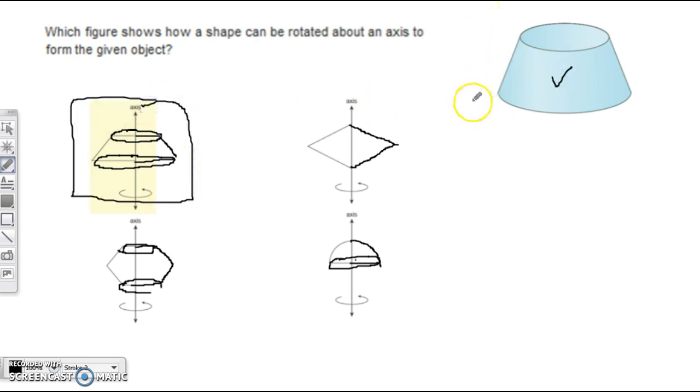Okay, I hope that helped a little bit. Sorry, I'm not a great artist, but good luck visualizing these and let me know if you need more help.